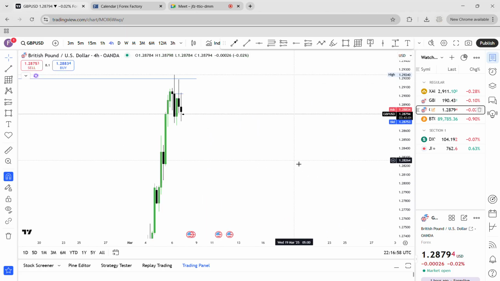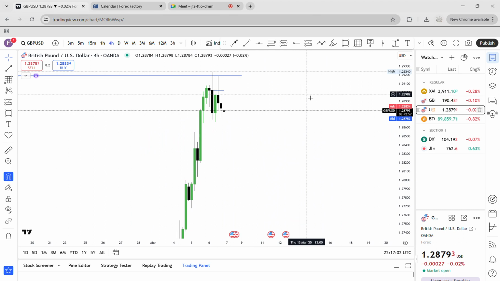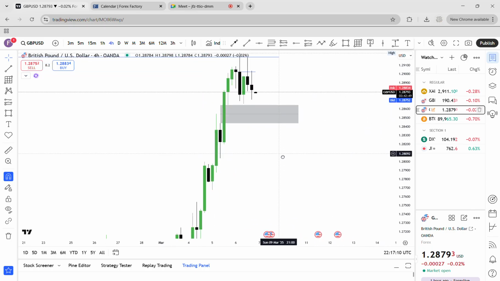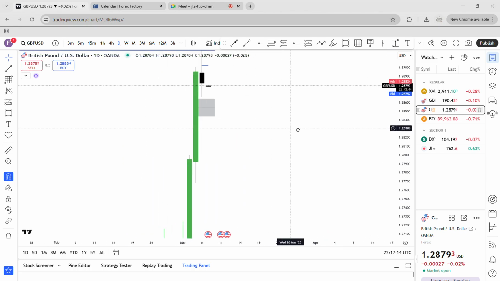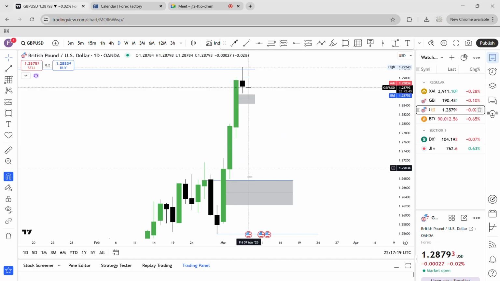But another thing is that every point of interest in this market holds. They can react to price. We have a 4 hour fair value gap. You can never rule that out. It's a point of interest. And the daily, we have one here, and also this one that is way stronger.